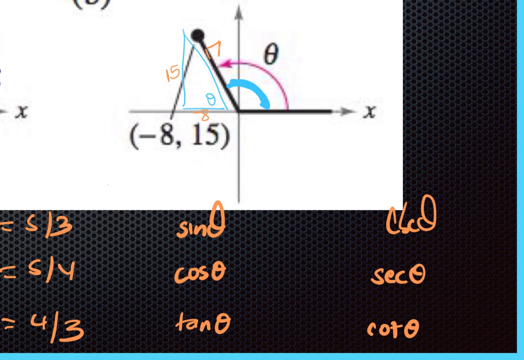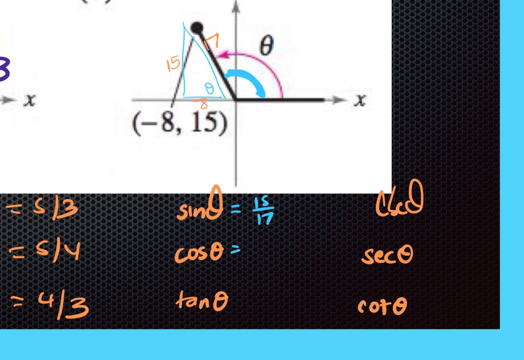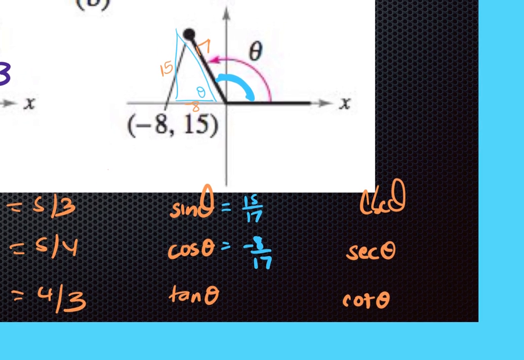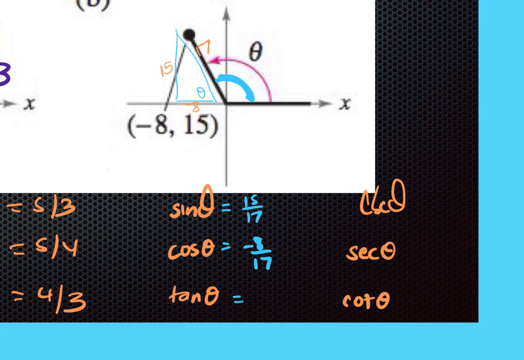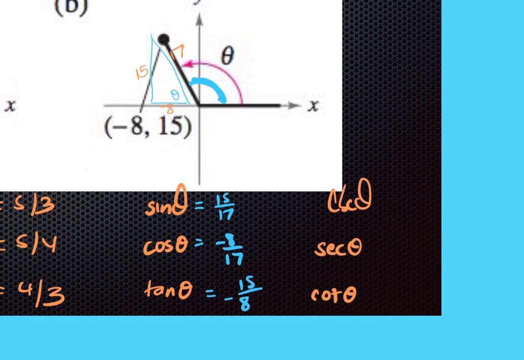What's the sine of theta? 15 over 17. Good. What's the cosine? Negative 8 over 17. What's the tan? 15 over negative 8. And it doesn't matter where that negative goes. It could go in the front, on the top, on the bottom, as long as it's one of those places. Cosecant, we flip the sine, so it's 17 over 15. Secant, we flip the cosine, 17 over negative 8. And again, negative could be out front, in the top, and the bottom, doesn't matter. And cotangent, negative 8 over 15.